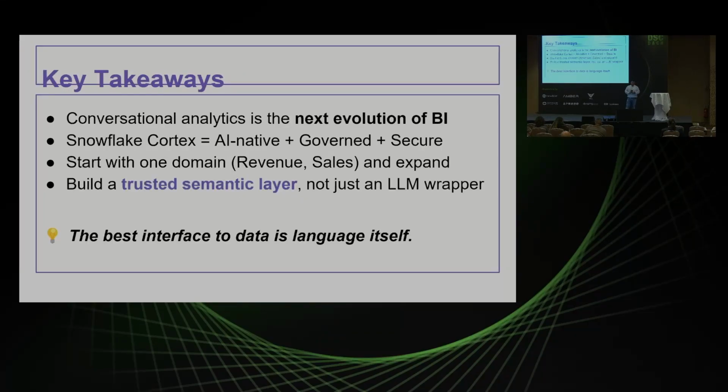The key takeaway is that conversational analytics is the next evolution of BI. That's what I see, and everyone is seeing it in the talks at this conference. Snowflake Cortex is AI native, governed and secured, which makes our life easier. Start with one domain, such as revenue, sales or people ops, and expand the horizon as you see results. Build a trusted semantic layer, not just an LLM wrapper, because that will help you improve. The best interface to the data is language itself.